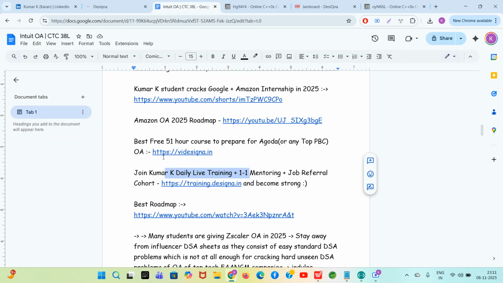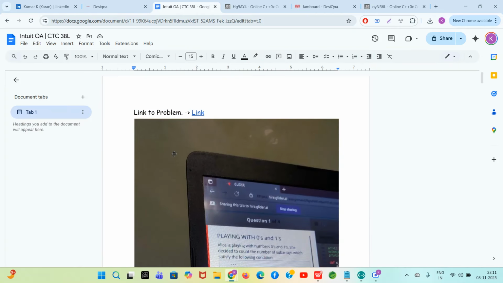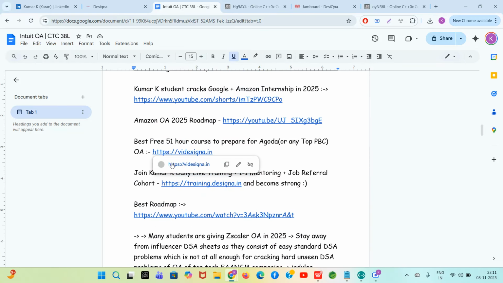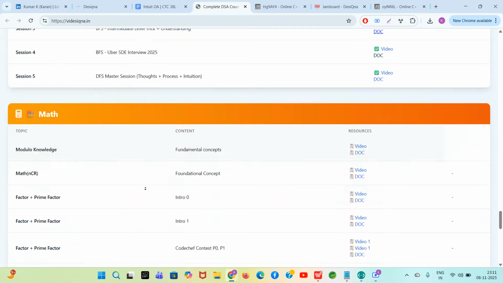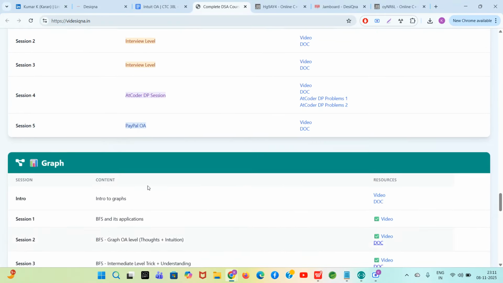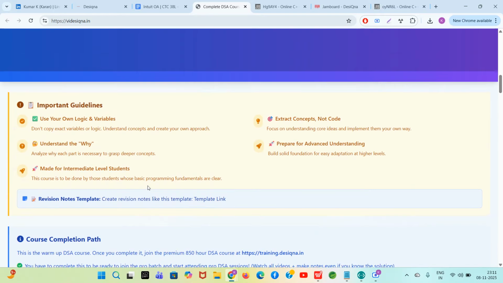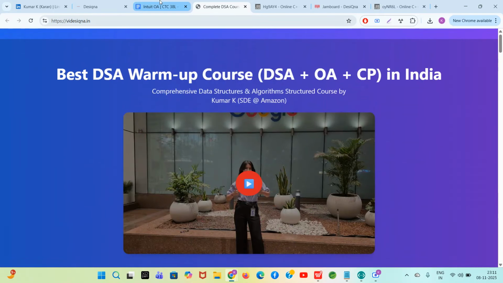And guys, if you're watching this video, we are going to solve a recently asked Intuit online assessment problem for a CTC of 38 lakhs, which they give to SDE1. Before I go ahead, you need to know that from this prerequisite course, which is really very good, please try doing it from hashing till the end. Then you will be ready for any kind of hard unseen DSA OA and CP problems. You will at least have the basic foundation to understand the solutions and get some intuition.